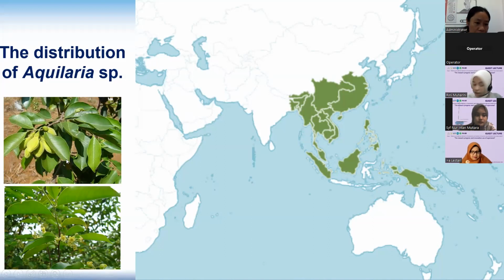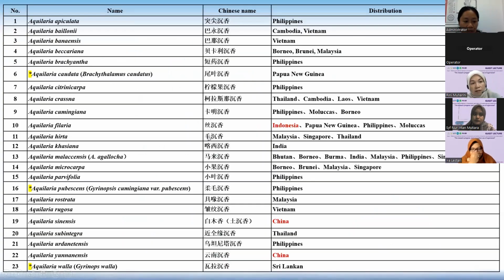Here are two pictures of Aquilaria sinensis. The flower is yellow, and here are the seeds. When it can be harvested, the fruit will open here, and the seeds inside will come out.